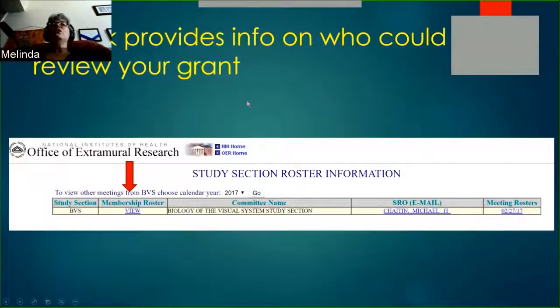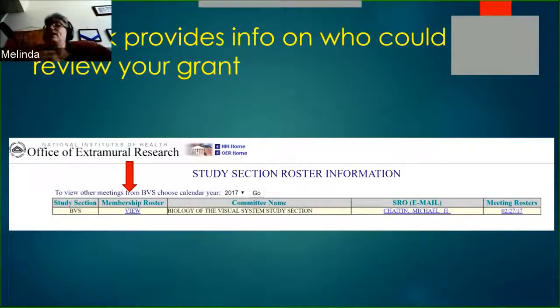Now, when you click on that link to Biology of the Visual System, it takes you to this information page. So this is the study section. It gives you the committee name. It gives you the name of the scientific review officer in charge, as well as a link to their email, so that you can communicate with that SRO and tell them what your grant is, and ask whether they think your research fits under the scope of this study section.